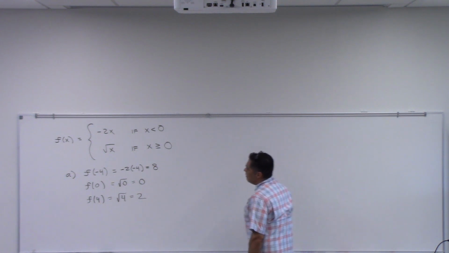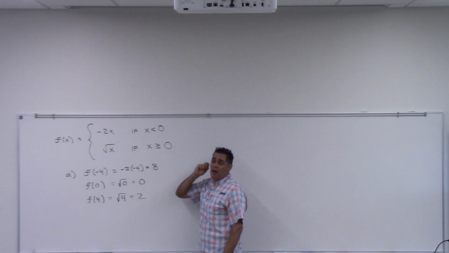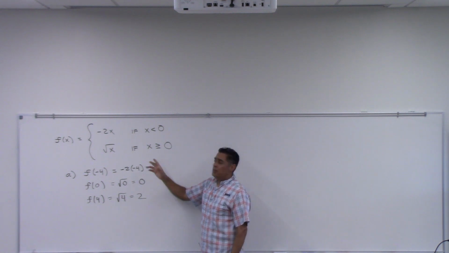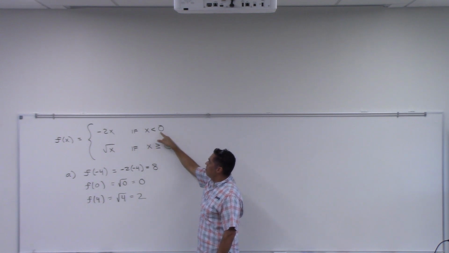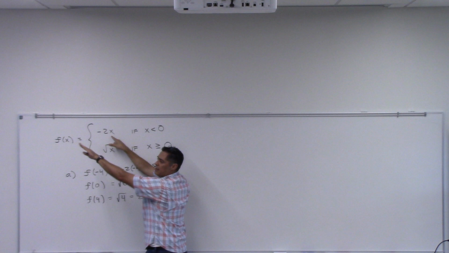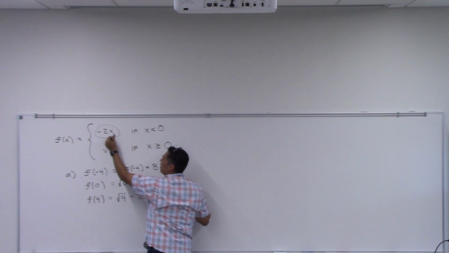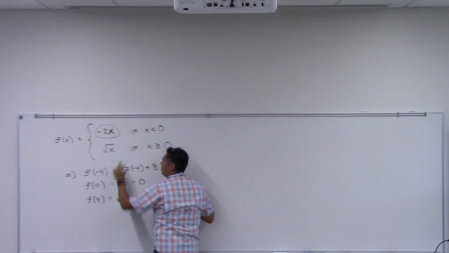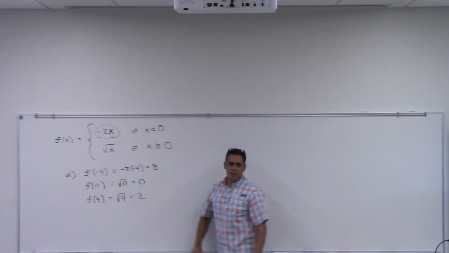All right, so now part B, find the domain. When we think about domain, what we want to do is look at this and make sure that we are defined for all x's. Is this function defined whenever x is to the left of 0? Yes, right? We can plug in any negative numbers here. Are there any issues if we plug negatives in here? No. So this should be good so long as we're to the left of 0.